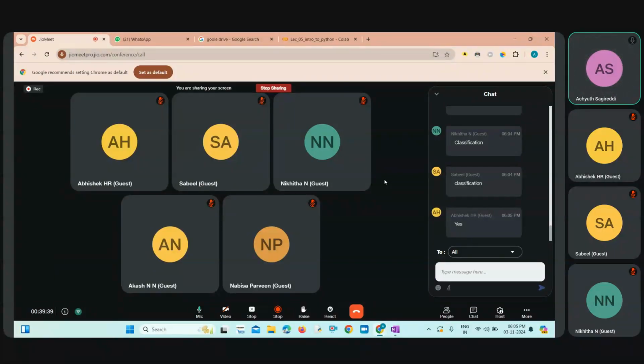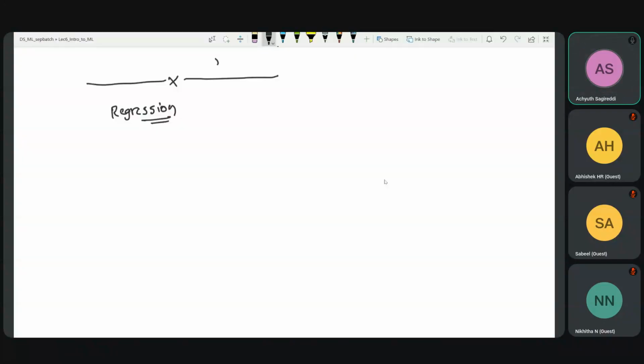Okay, let's see what is meant by regression. Regression is a statistical method used for predicting continuous outcome or continuous output. Let me write here what is meant by regression.